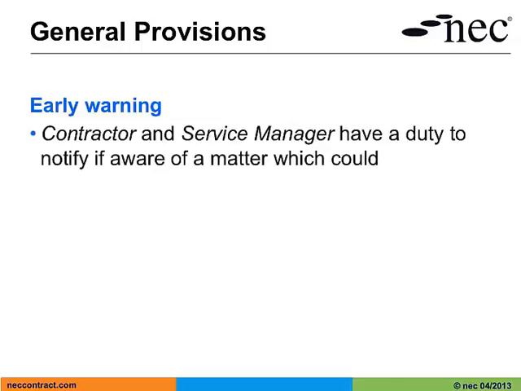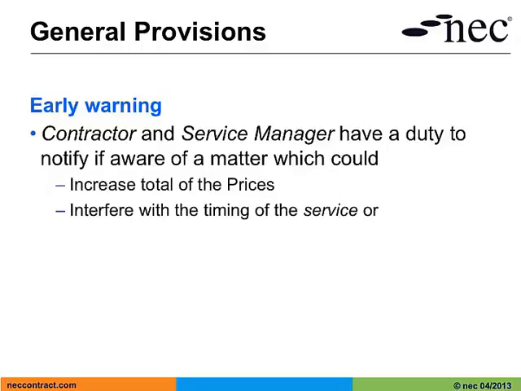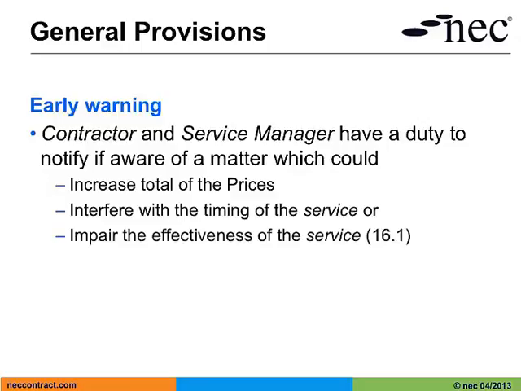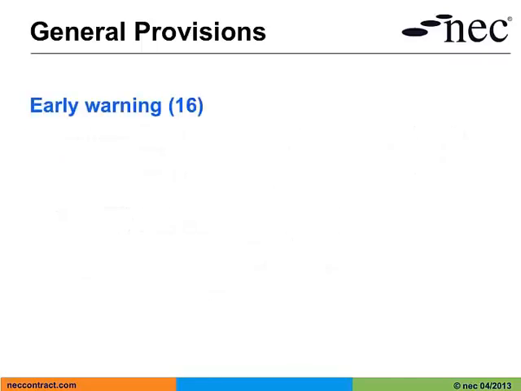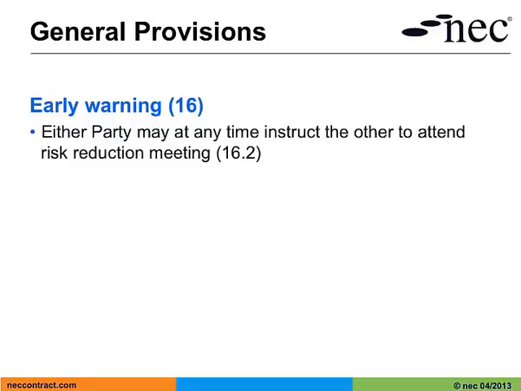Let's now look at the early warning process. The early warning process is vital to the success of all NEC contracts. There's a requirement for the contractor and service manager to notify each other as soon as they are aware of any matter which could either increase total of the prices, interfere with the timing of the service, or impair the effectiveness of the service. And then, once notified, the service manager has an obligation to enter the early warning matters in the risk register. So, once the early warning matter has been notified and inserted on the risk register, either party may then instruct the other to attend a risk reduction meeting.